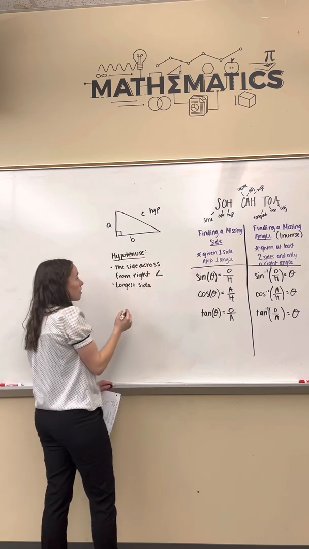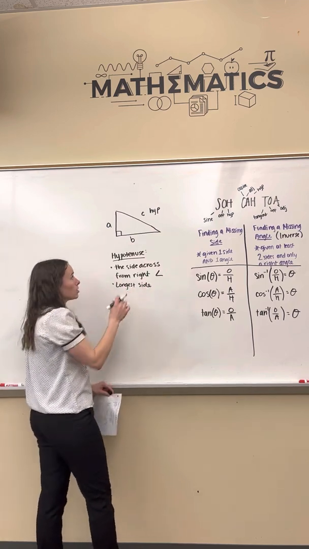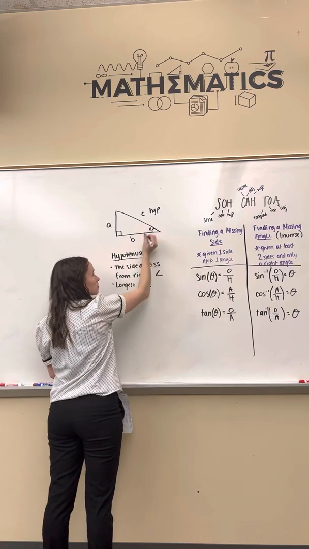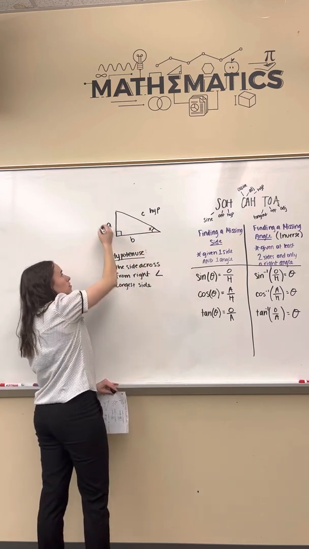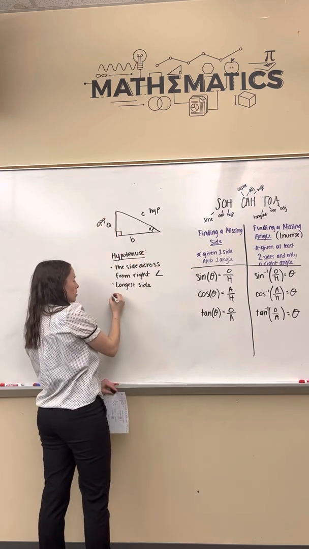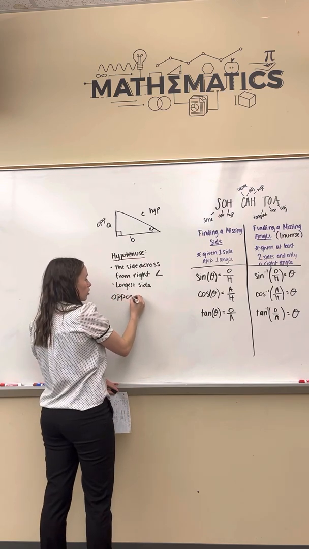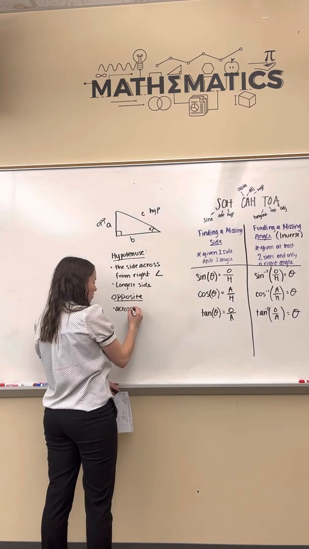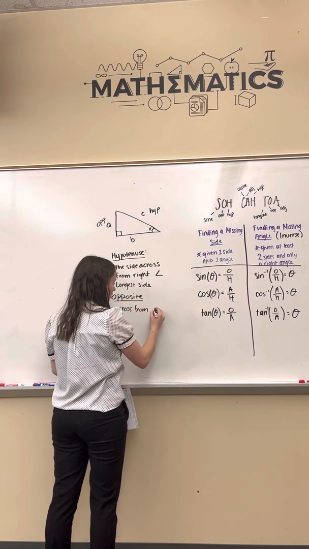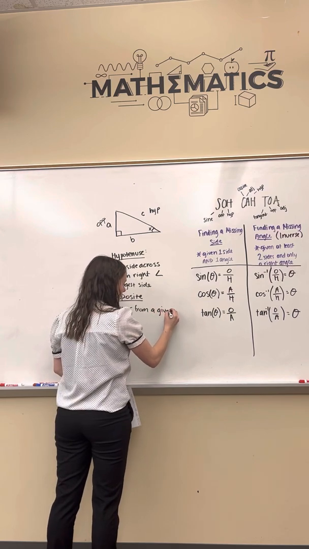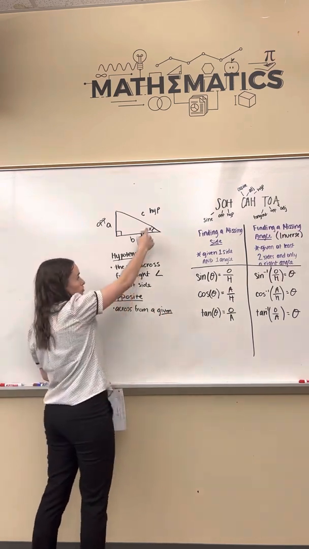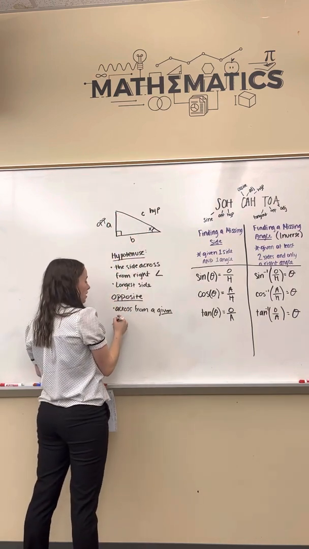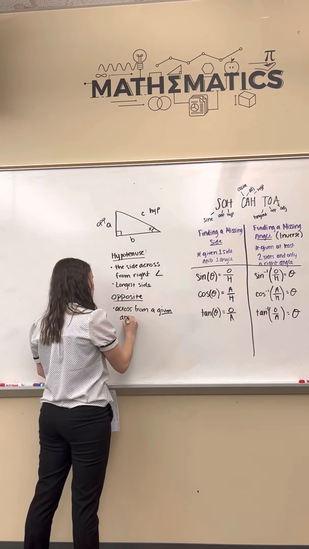Okay? Then opposite, it depends on which angle we're looking at. So if we're looking at this angle right here, we'll call it X. The opposite of X is A. So opposite is across from a given angle. And I'm going to underline given because that's really important to recognize that it's not just any side, it's only when it's across from this angle. Because if it was across from this angle, then it would be B. So it's not always the same thing. Across from a given angle.